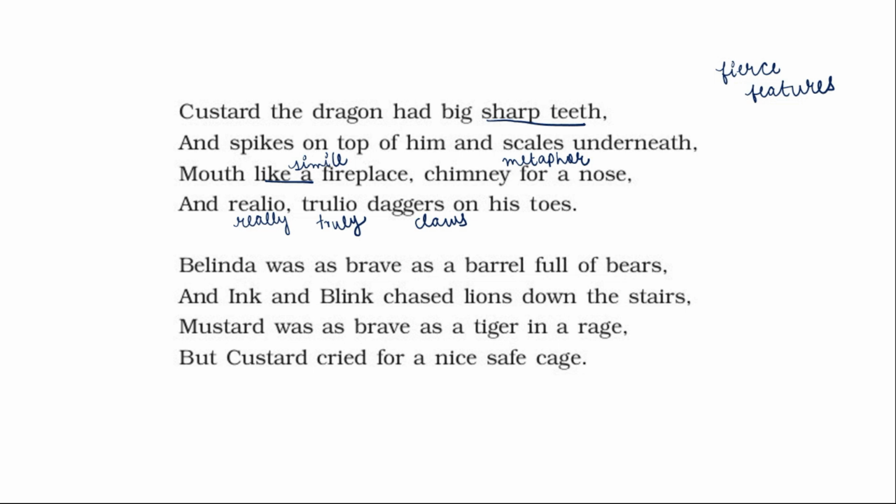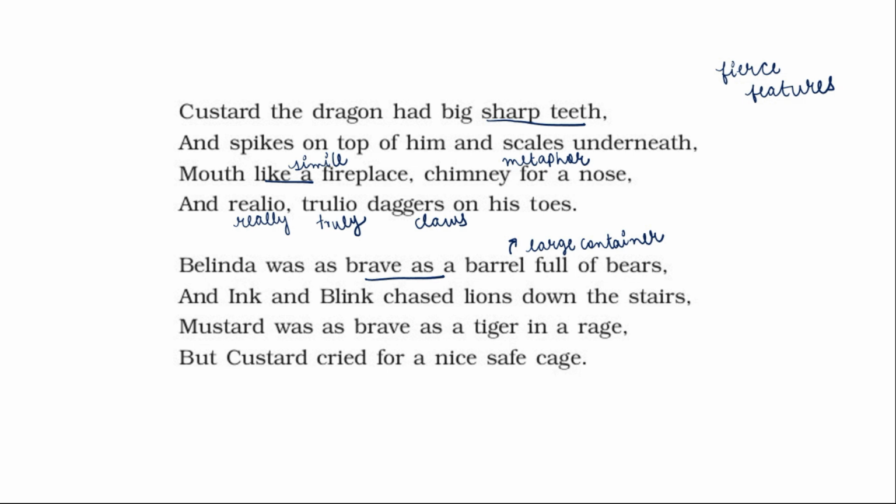Okay, let's move to the next stanza. Belinda was as brave as a barrel full of bears. So she was as brave as a barrel. So barrel is a large container. Usually it is wooden. So Belinda is compared to be as brave as a barrel full of bears. And Ink and Blink, that is the cat and the mouse, chased lions down the stairs. So they were so brave that they chased lions down the stairs.